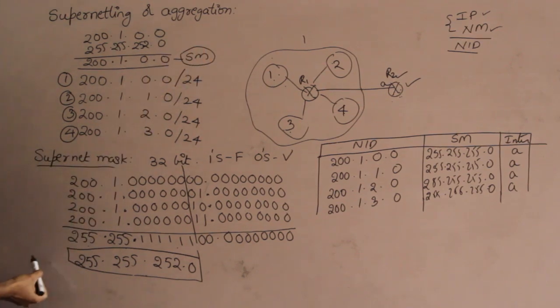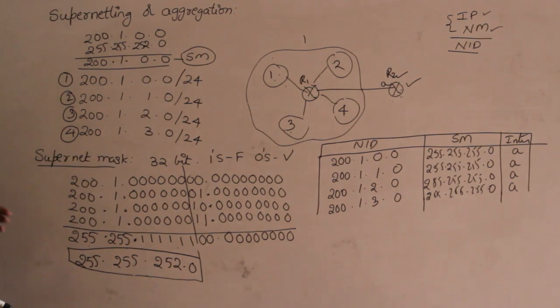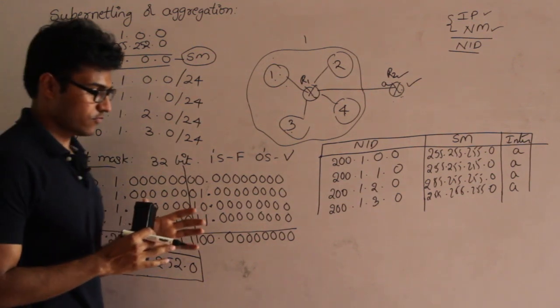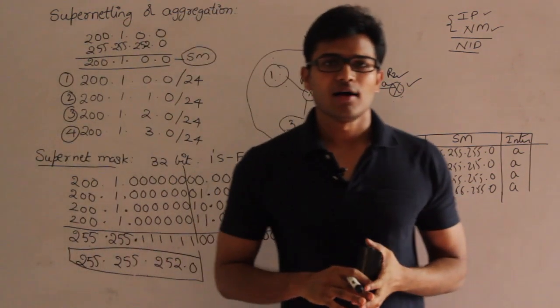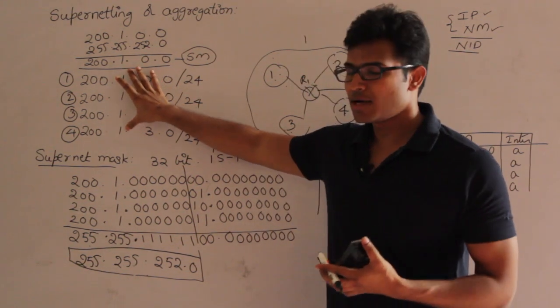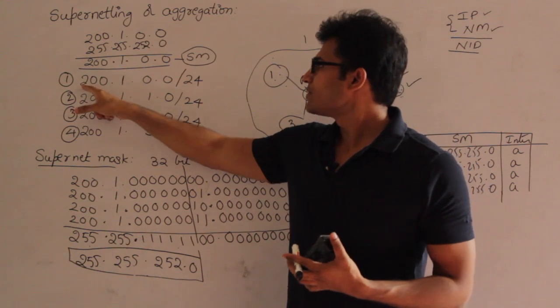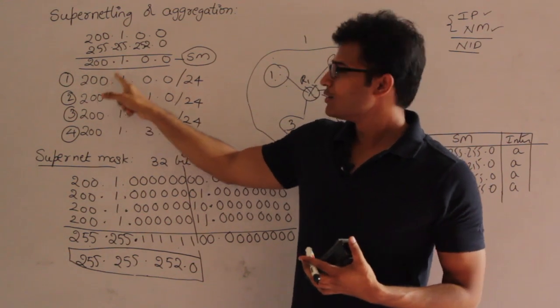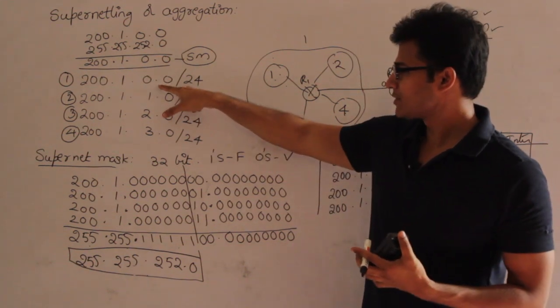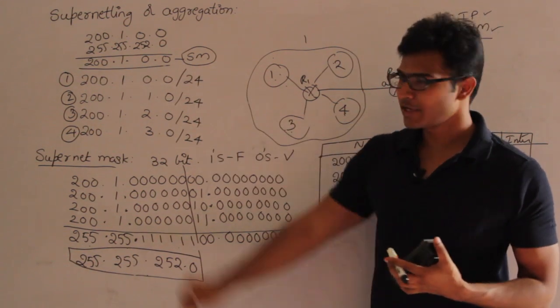And one more shortcut. If you have found that some networks could be supernetted, if the networks follow the supernet masking rules, the first IP address is always going to be the supernet IP address, the supernet ID. Since this is the first IP address, this is definitely the supernet ID.